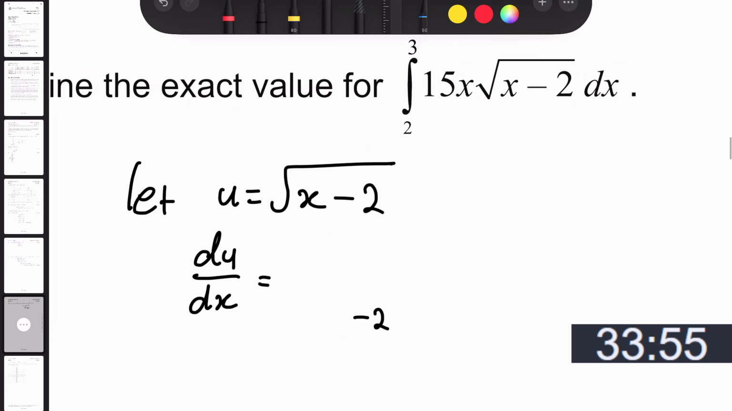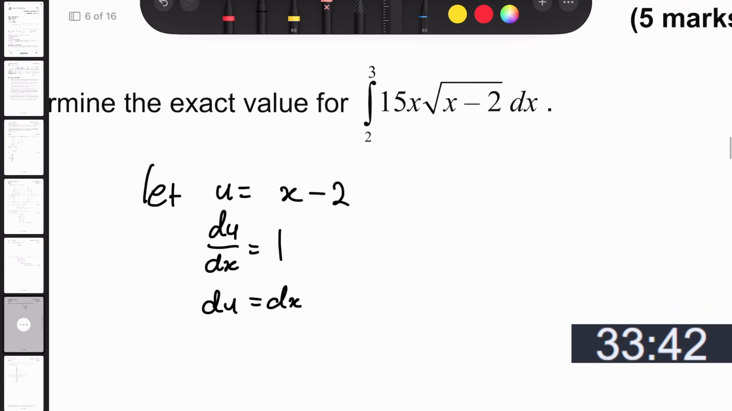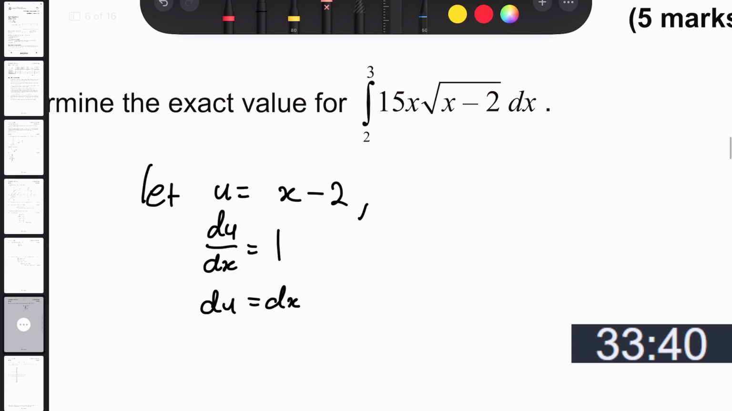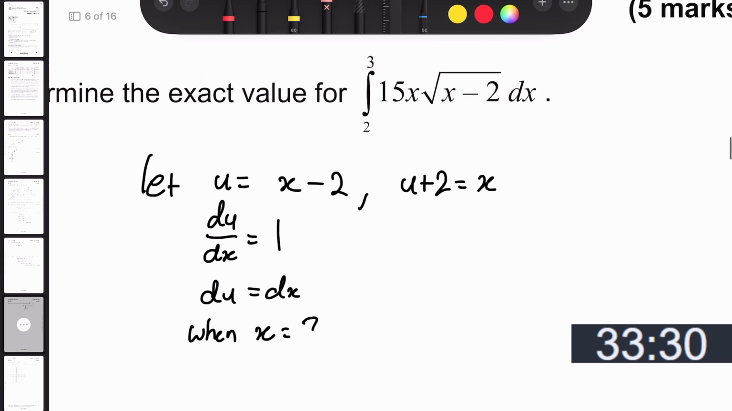I don't think this is going to work. What if we just say u equals x minus 2? Then du dx is just going to equal 1, sorry. So then du is going to equal dx. And then here we can say that u plus 2 is going to equal x. And then when x is equal to 3, u equals 1. When x equals 2, u equals 0.